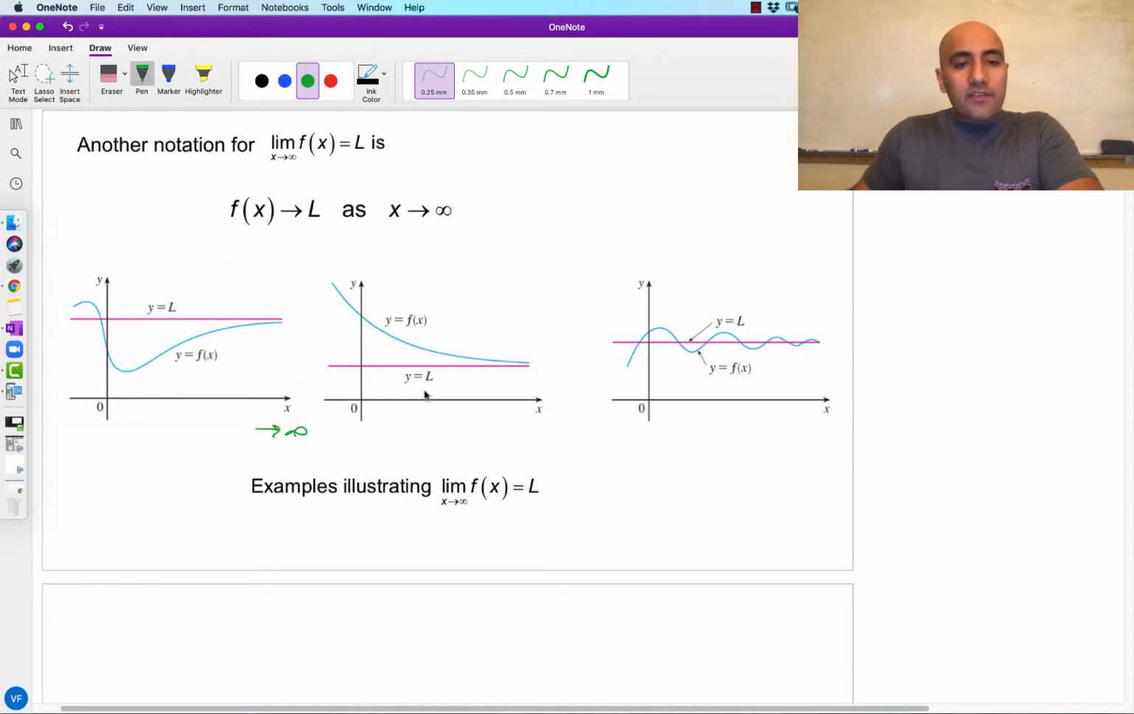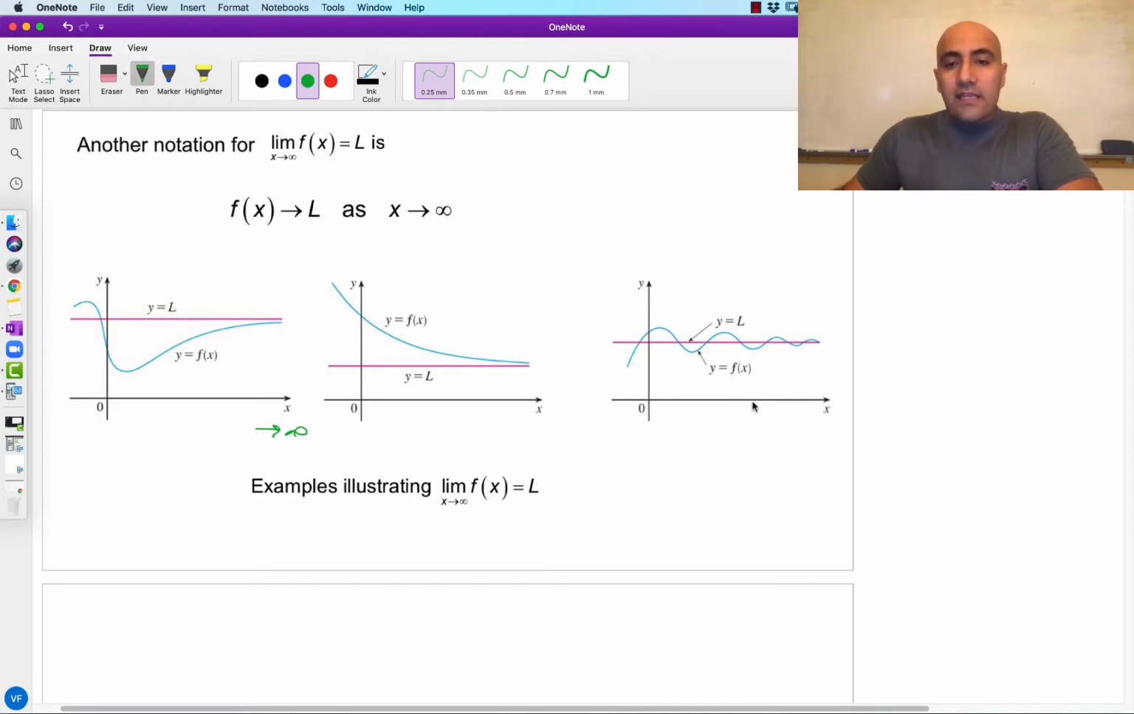Or it could come from this, it could look like this. So in this first case, the function approached it from below. In this case, the function is kind of approaching it from above. And then there could be a case like this where it kind of wiggles up and down, up and down, up and down. But it is getting closer. Notice that the amplitude of the periods of this are getting smaller and smaller. So it's wiggling up and down, but it is converging toward that value as well.